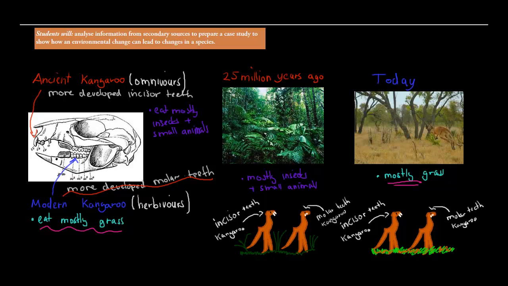So they had different teeth. They had these front teeth, which were much better developed. The reason why is because 25 million years ago, Australia was mostly rainforest. We had mostly insects and small animals, and it was better to have those incisor teeth well developed to make sure you could eat them efficiently. So having incisor teeth would have been a good variation 25 million years ago, whereas having better developed molar teeth would have been a good variation living as a kangaroo today.